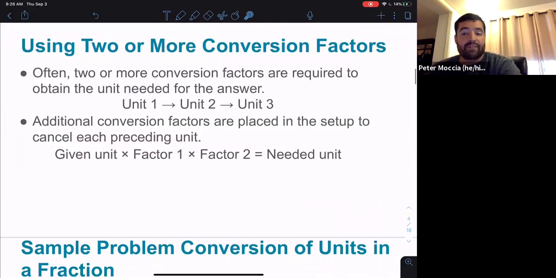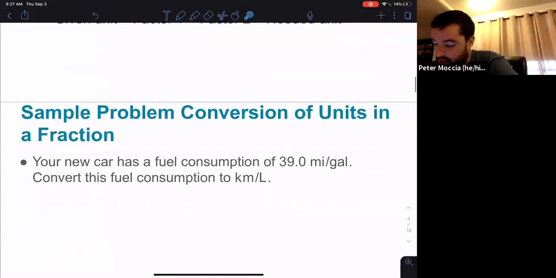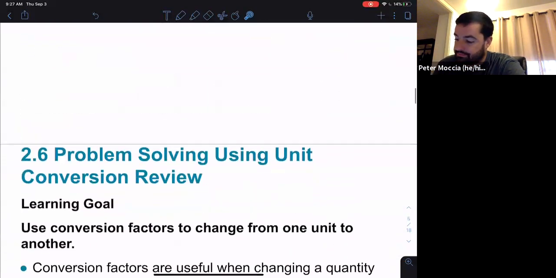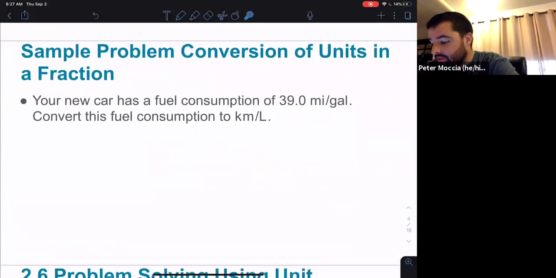So what if we have 2 or more conversion factors? We are going to multiply by those conversion factors one at a time. I want you to separate it one at a time so you can show where you're canceling out your units. All right, so this one says your new car has a fuel consumption of 39 miles a gallon. Okay, convert this fuel consumption to kilometers per liter.